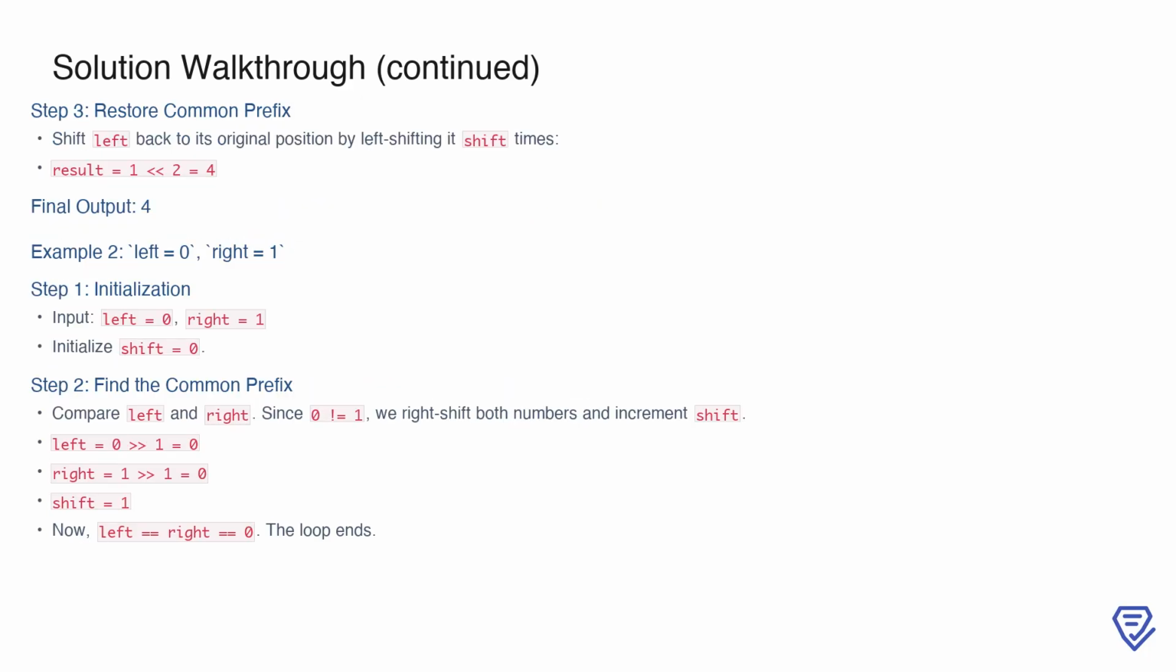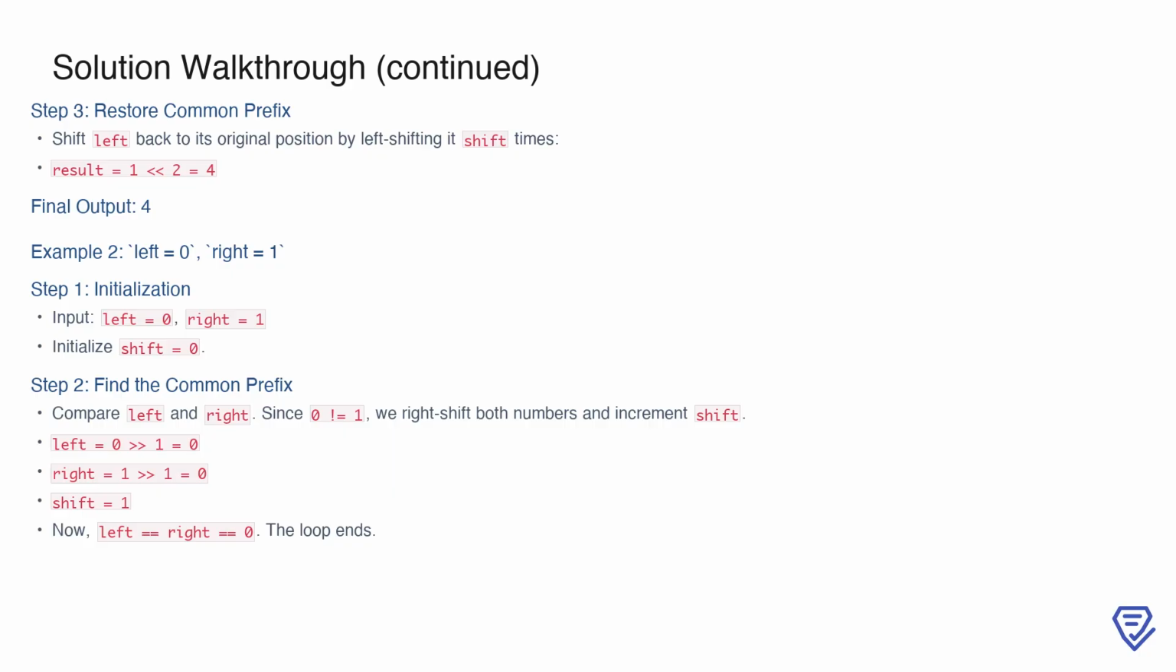Once we have the common prefix in the shifted form, the next step is to restore it to its original position. We achieve this by left shifting left back by the same number of times we shifted earlier, which is stored in shift. In this case, we take left, which is 1, and left shift it by 2 positions. This gives us a result of 4. Hence, the bitwise AND of all numbers between 5 and 7 is 4.